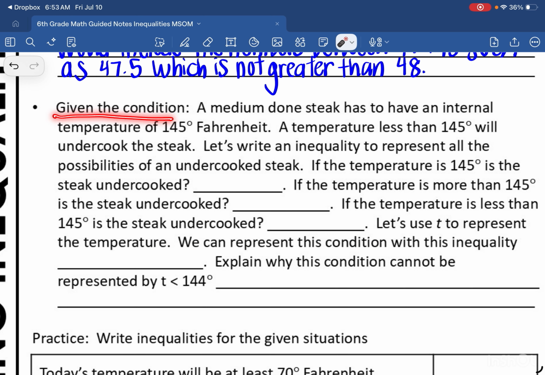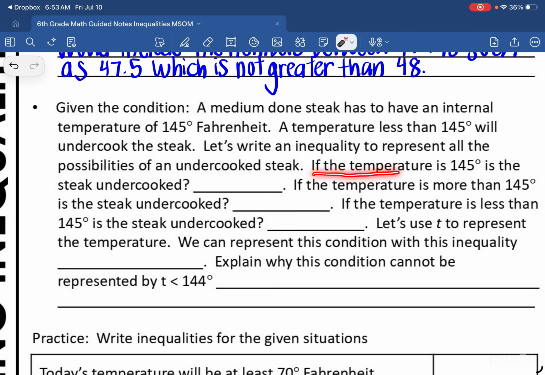Given the condition, a medium done steak has to have an internal temperature of 145 degrees Fahrenheit. A temperature less than 145 degrees will undercook the steak. Let's write an inequality to represent all the possibilities of an undercooked steak.